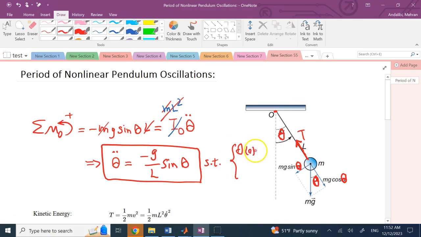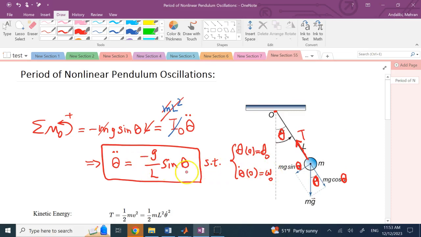which is subjected to two initial conditions. Theta at time 0 is equal to theta naught, the angle at which you release it, and then theta dot at time 0 is equal to omega naught. Most of the time you try to solve it when omega naught is 0. So you bring the pendulum to angle theta 0, whatever angle it is, and then release it from rest. So most of the time you might consider omega naught equal to 0.